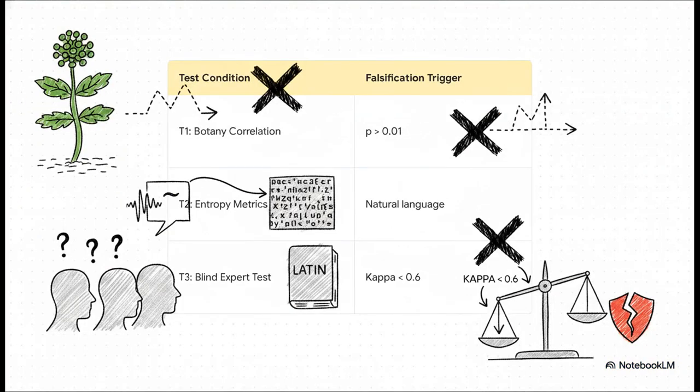And this brilliantly illustrates how the falsification actually works in practice. Lüth set three exact conditions with brutal cutoff triggers. Let's look at the if-then logic here.